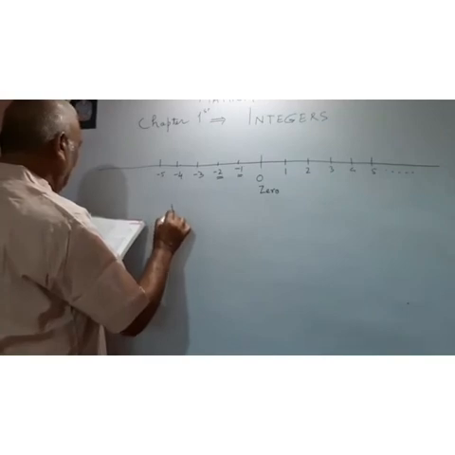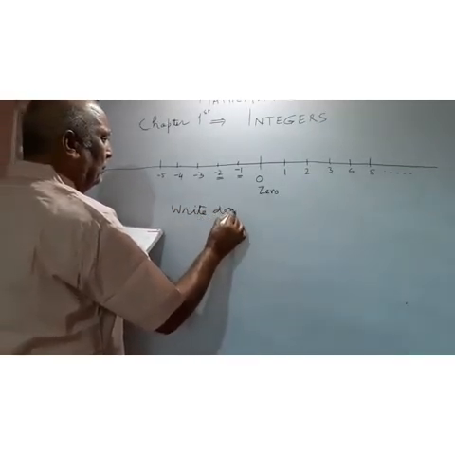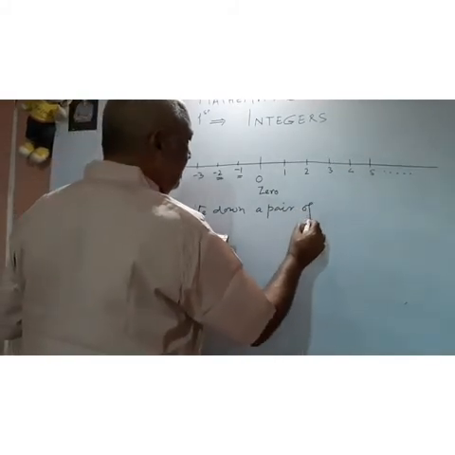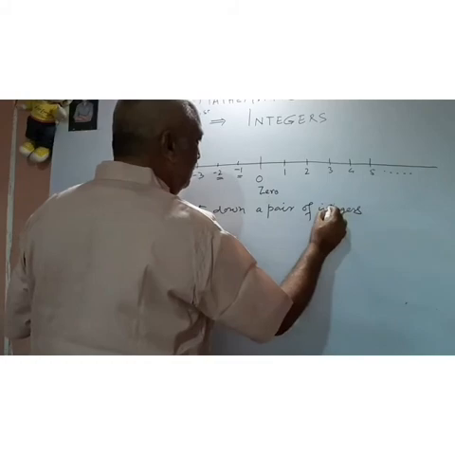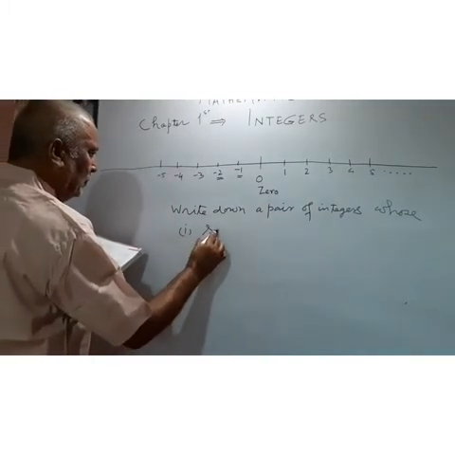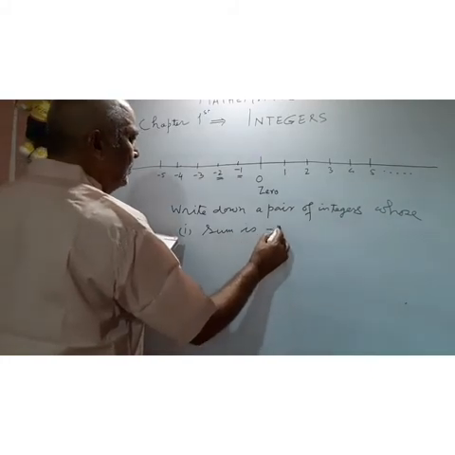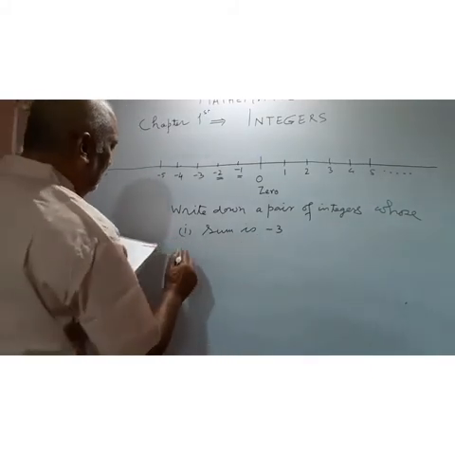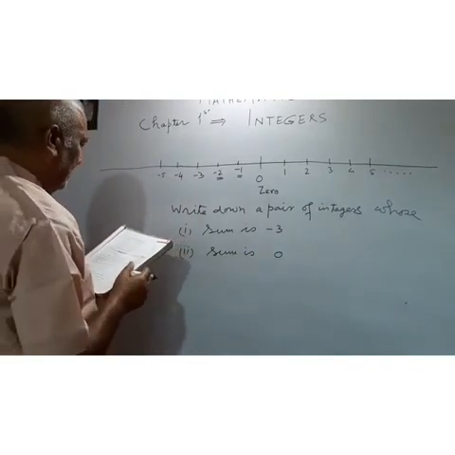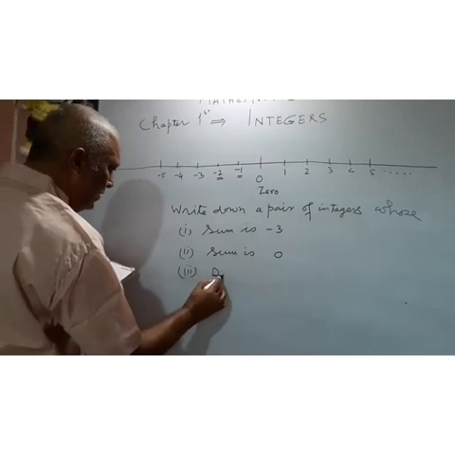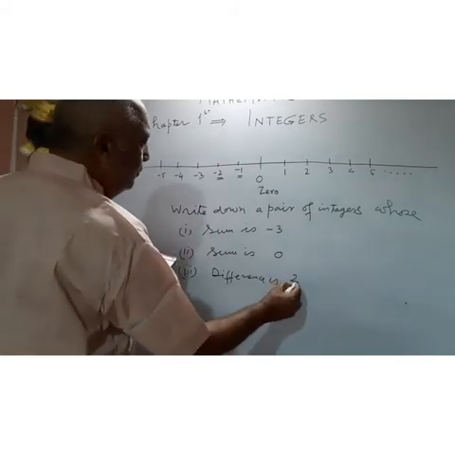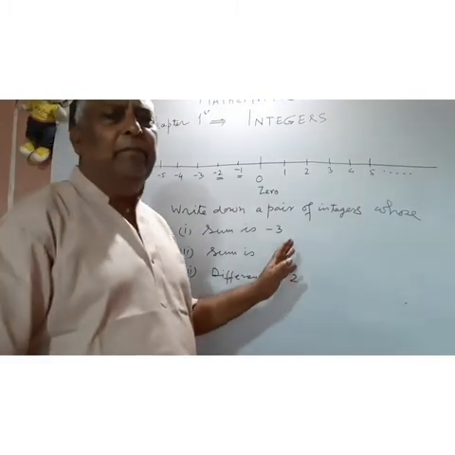You have given, write down a pair of integers whose first sum is -3, second sum is 0, third difference is 2. All these questions are being taken from your book.